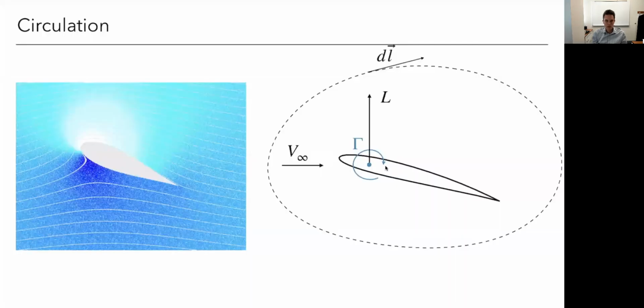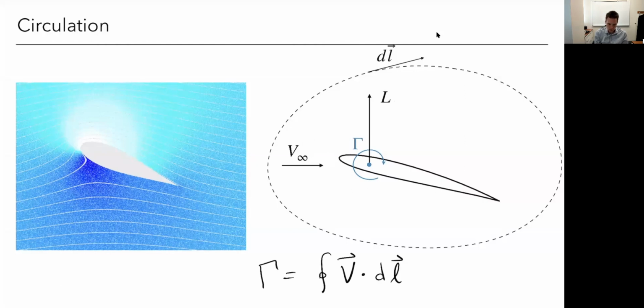Let me share my screen again. Okay, there we are. So the first concept we're going to talk about is called circulation. Circulation has this symbol gamma, and it is a path integral of velocity dotted into some path. The path is arbitrary, right? So we can take any path. The circulation is what's contained within this path.